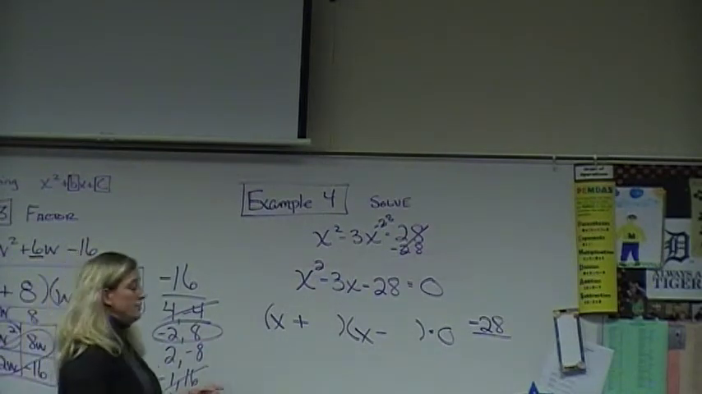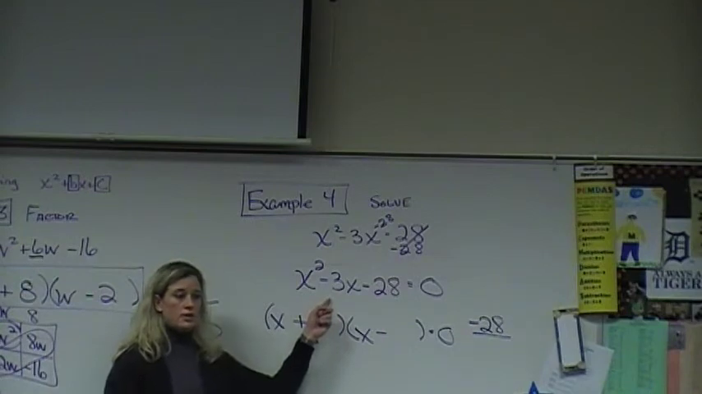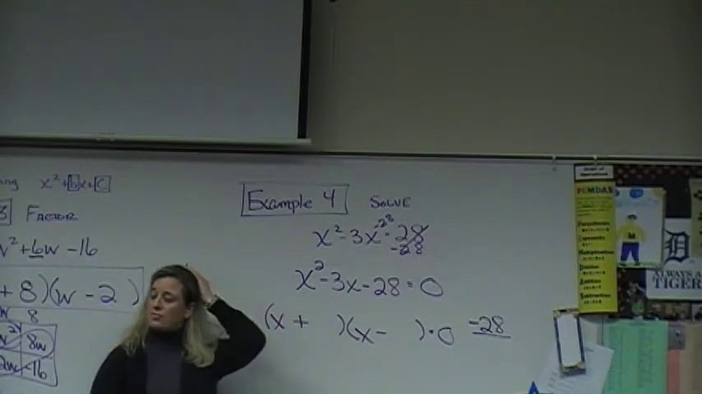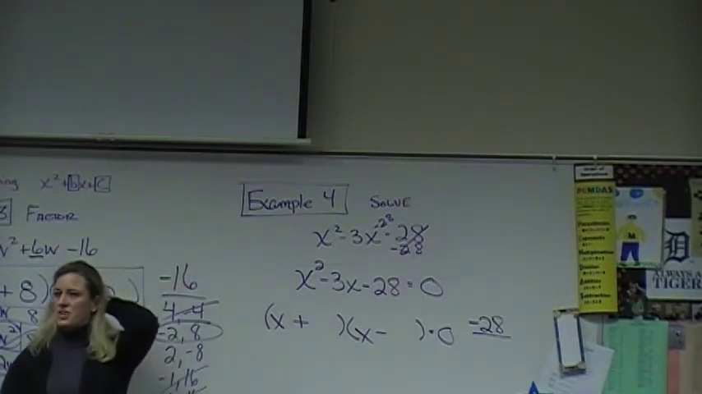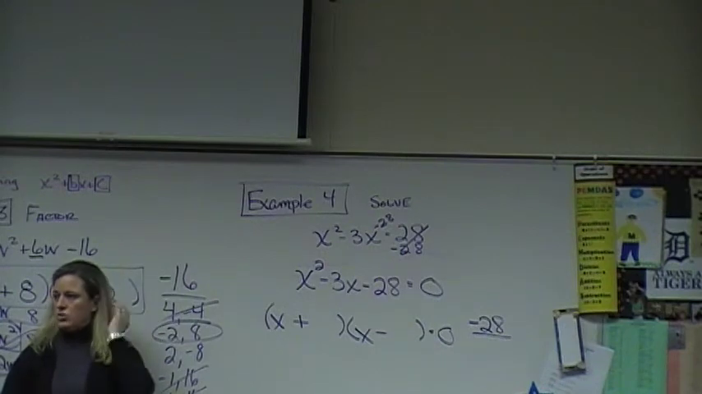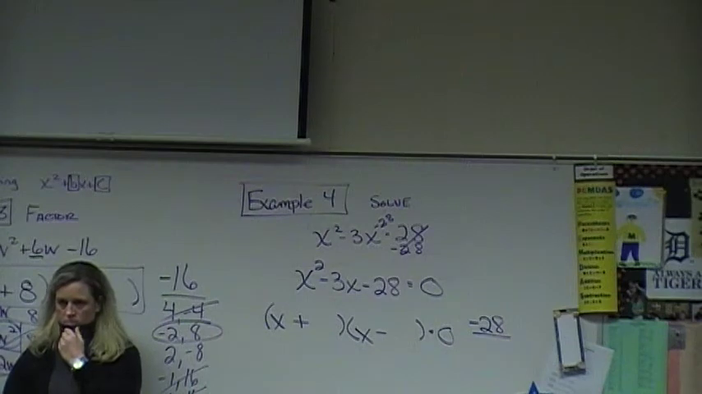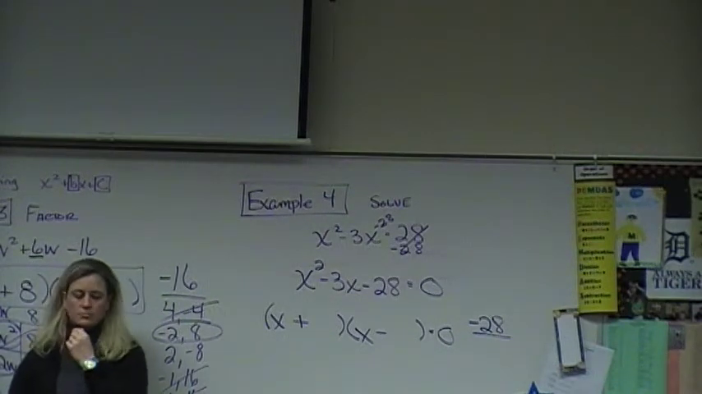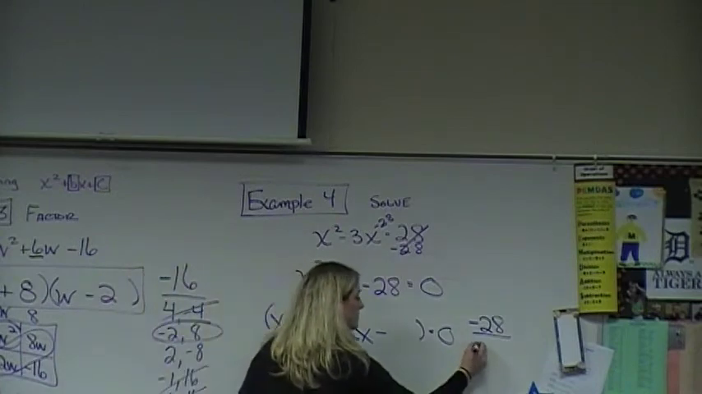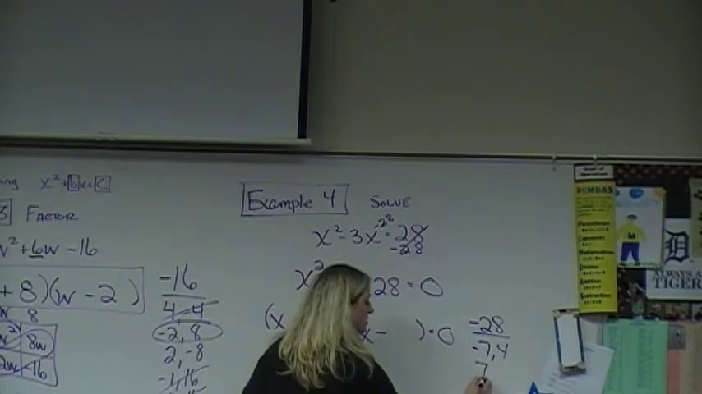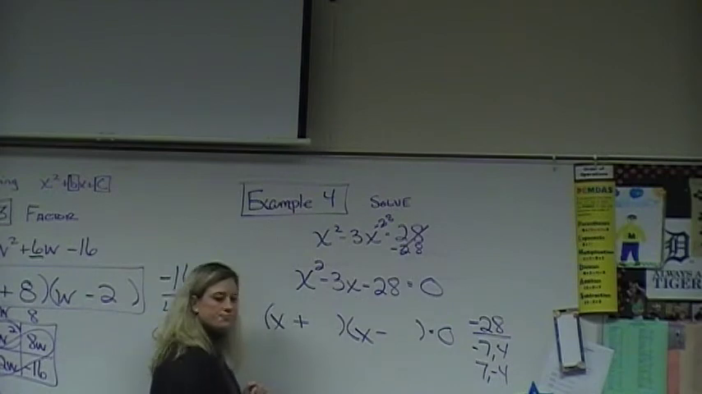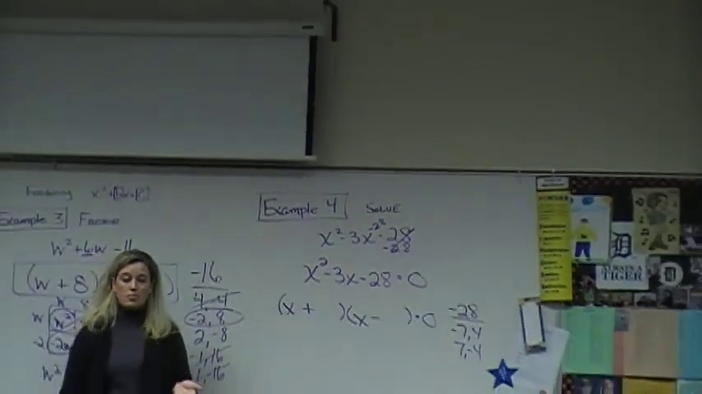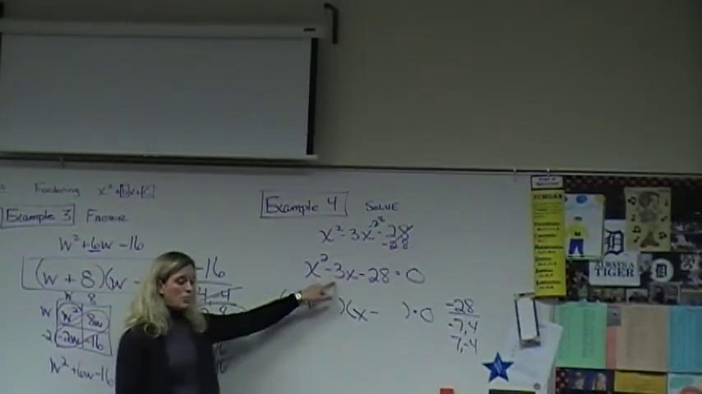Whose sum is what? Negative 3, right. Okay. Negative 3. So can we think of two factors of negative 28 whose sum is negative 3? Negative 7, 4. Would you agree with that? Yeah. Okay? Right. Negative 7, 4. Obviously, why would 7, negative 4 not work? Because that would be positive 3, right?